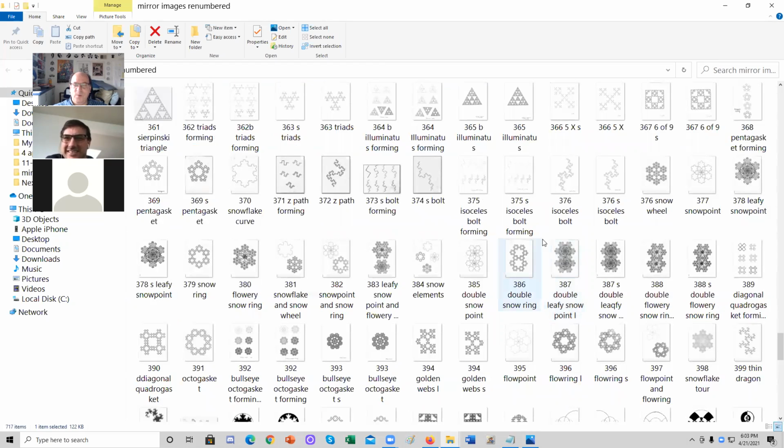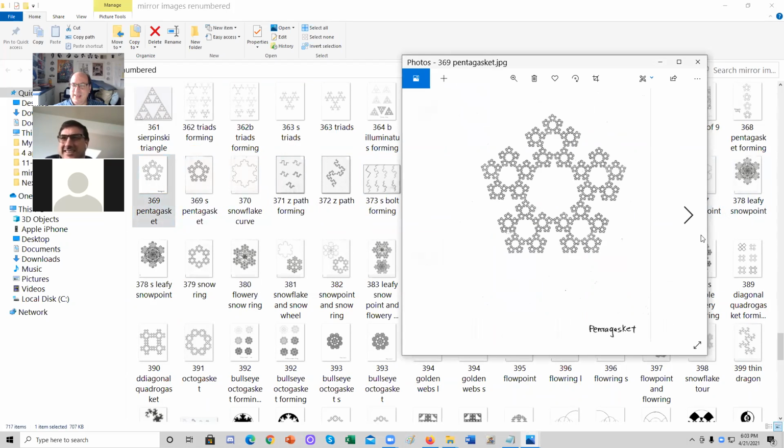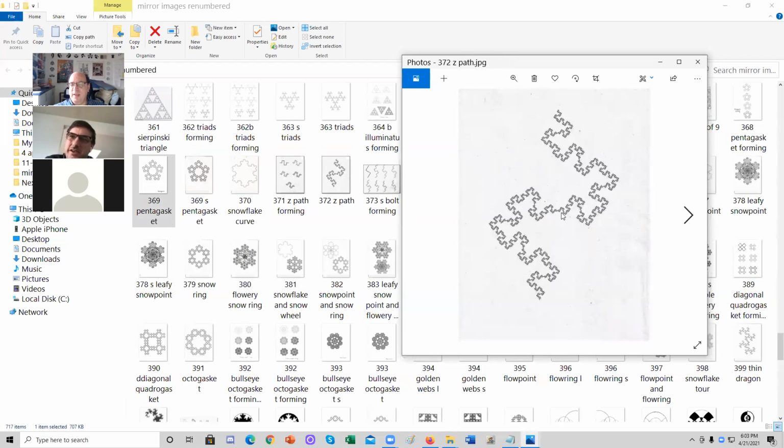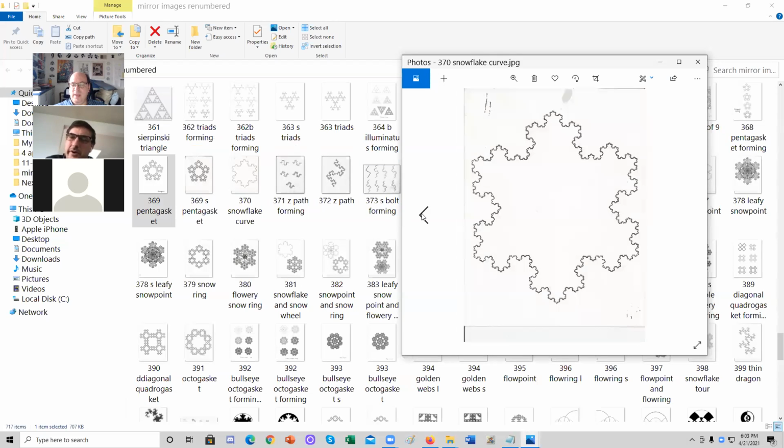Let me see if I can find. Oh, well, there's this one, the pentagasket, a star of stars. The famous snowflake curve, aka the Koch curve. So was that one of the other snowflakes that you just took the perimeter of? Ish. I mean, it starts out dip, dip, dip, dip, and then you put four of them together, and four of them together, and four of them together, and so on. And then I put three of those together to make the star.